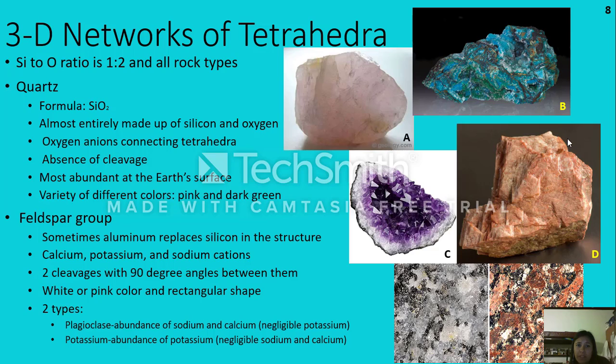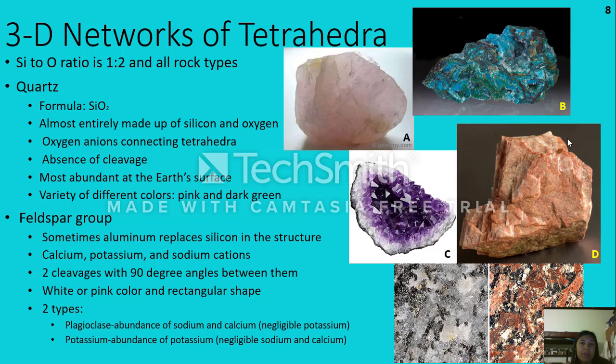In feldspars, sometimes aluminum replaces the silicon in the structure, so tetrahedra are connected by calcium, potassium, and sodium cations. The structures include two cleavages with 90-degree angles between them. Typically, the feldspar has a white or pink color and a rectangular shape. The average density is 2.7 grams per centimeter cubed.